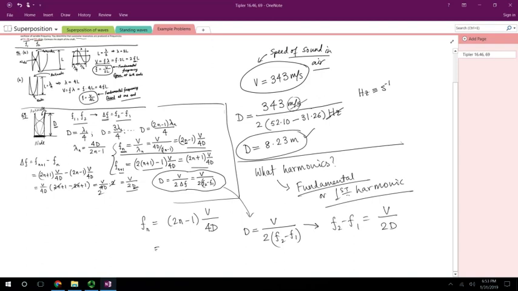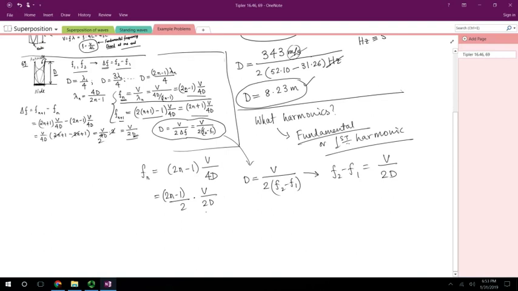So now let's go back to this equation. We can have (2n minus 1) divided by 2 times V over 2D. I just separated the 4 out into 2 factors of 2. And then I'm going to plug in V over 2D is equal to F2 minus F1. So this is equal to (2n minus 1) over 2 times (F2 minus F1), right? So then if I turn this around and I want to find n, 2n minus 1 is equal to 2 times Fn divided by (F2 minus F1).